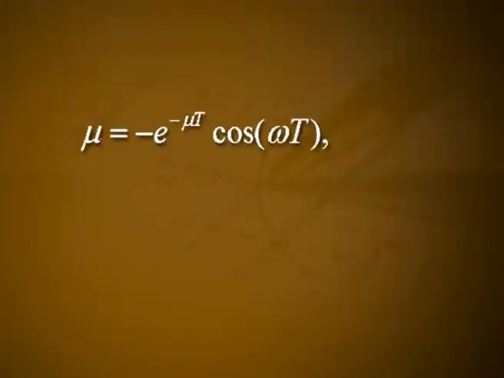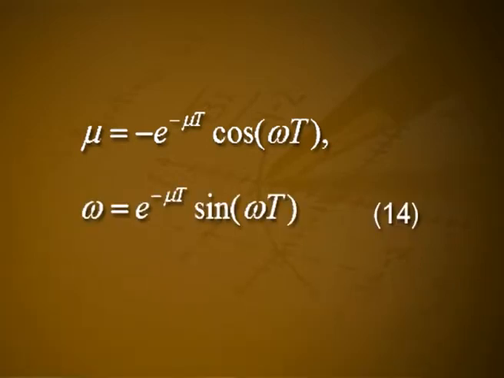We now take the real and imaginary parts of the transcendental equation in equation 13, namely mu equal to minus e raised to minus mu T cos omega T and omega equal to e raised to minus mu T sin omega T, and determine the range of T such that mu is less than 0. That is, we want to find the conditions such that the lowest upper bound mu naught on mu is negative. Let us first dispense with the simple case where lambda is real, that is omega equal to 0.